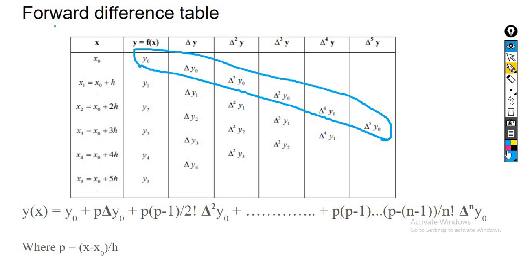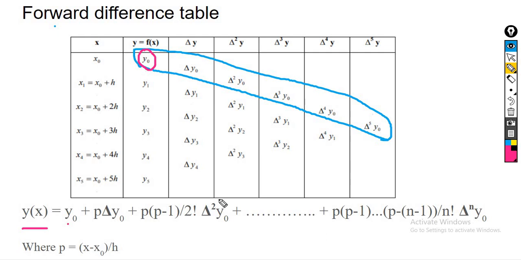Now when you have this particular thing, we'll be able to write the equation for this. So what will be the equation? We really don't know the equation. We have a set of data and we are able to find the differences. Now we're going to write the equation. So the equation yx can be written as y0. The first value is y0.